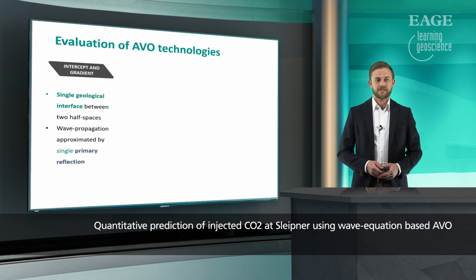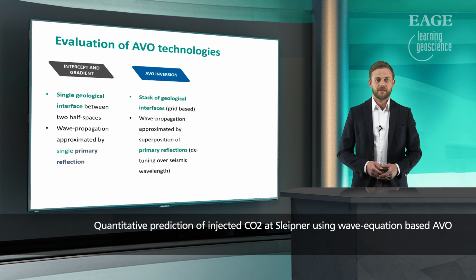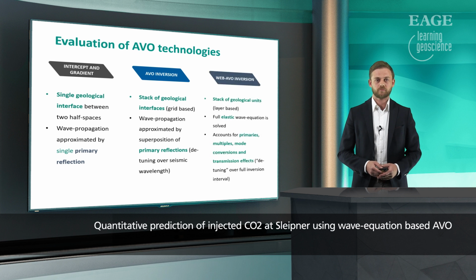So what people did then is they progressed in terms of technology, and they developed proper AVO inversion. So in AVO inversion, you look at a stack of geological interfaces, and then each of these interfaces can create a primary reflection. So you have a number of primary reflections that can interfere over the seismic wavelength. And that is where the terms detuning or tuning were developed.